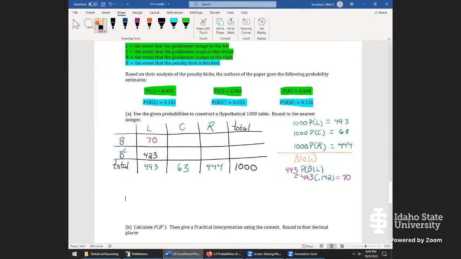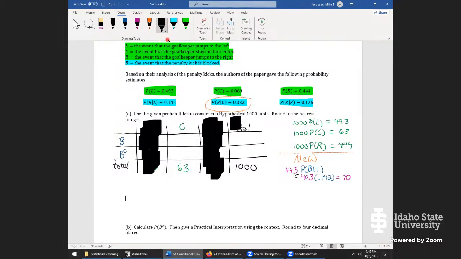I want to focus on this probability right here. Probability of B, the goalie blocked the kick, given C, the goalie stayed in center. Given C is the most important part, so I'll wipe out left, right, and even the total. This is everything we care about right here for that conditional probability. So like before, take the 63, multiply it against probability of B given C.